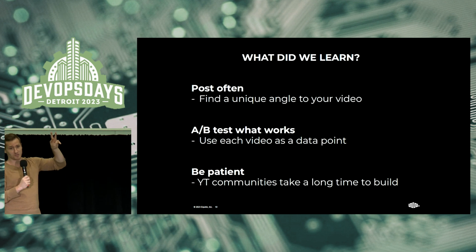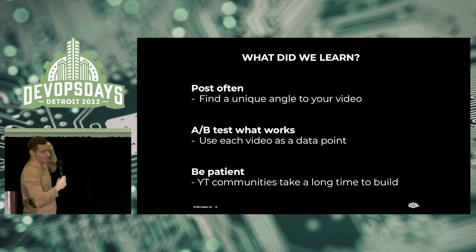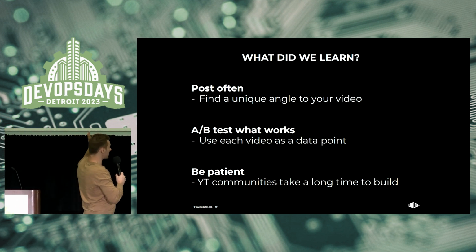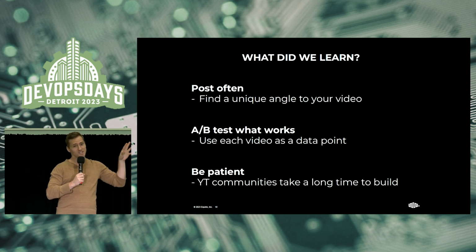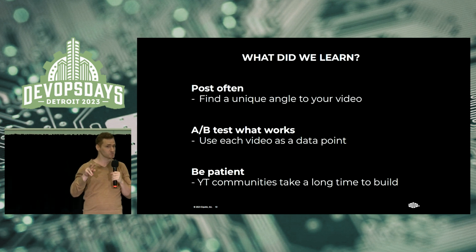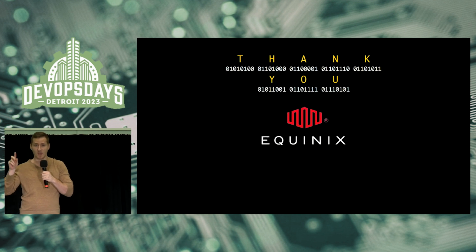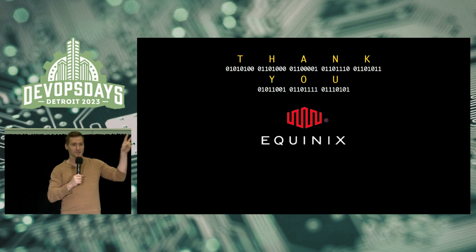So what did we learn? Three things. Post often, find a unique angle, A/B test what works, and then be patient because YouTube channels take a long time to build. And never make fun of someone with 2 subscribers because you don't know who those 2 subscribers are. One could be your coworker, but the other one could be Bill Gates or something.